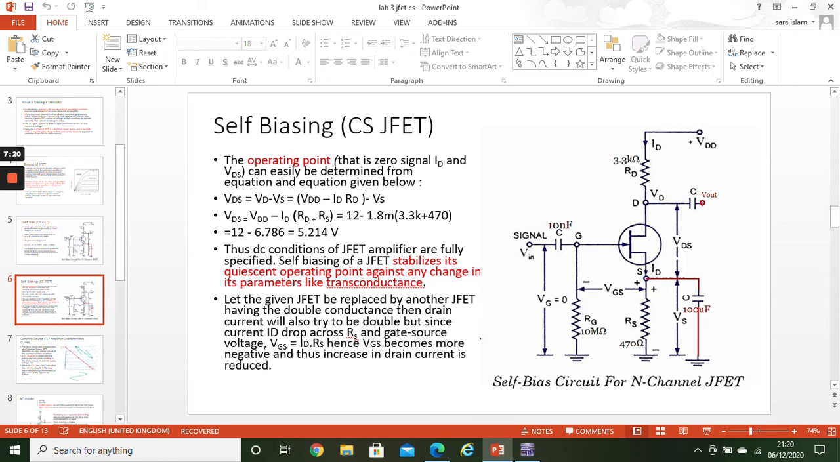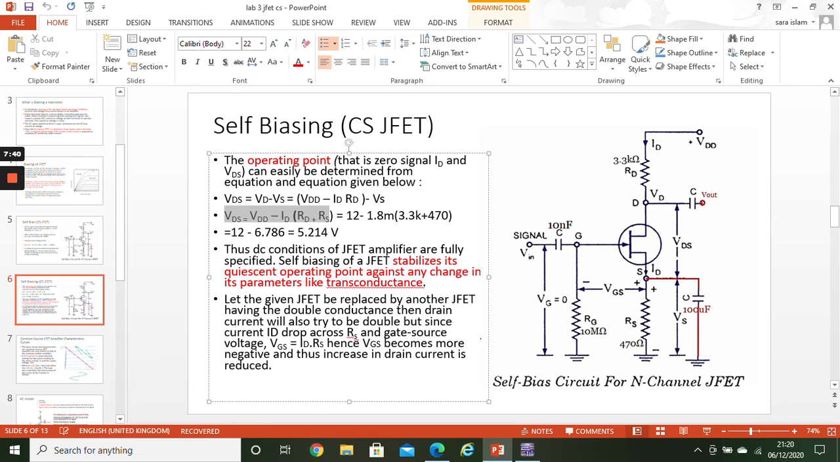So VDS is equal to VD minus VS, whereas VD is equal to VDD minus RD into I of t, and minus V of S. Now you can replace V of S with ID into R of S, and taking ID common, this is your final term. And you know that in our circuit we are applying 12 volts minus ID, which is 1.8 milliampere, into the sum of these two resistances. If you calculate it out, VDS is equal to 5.2.